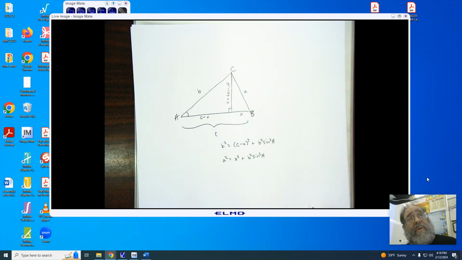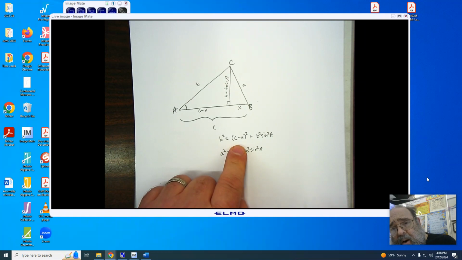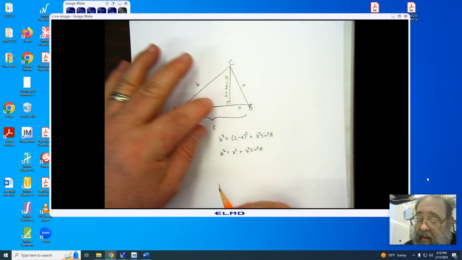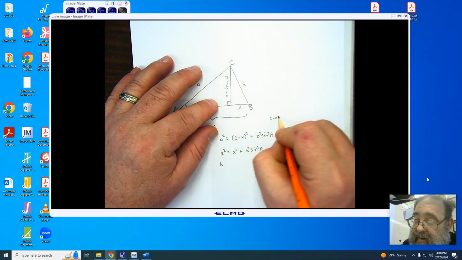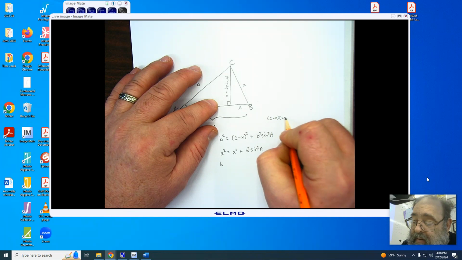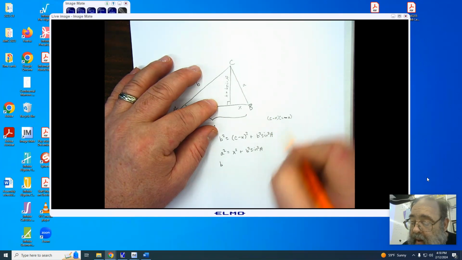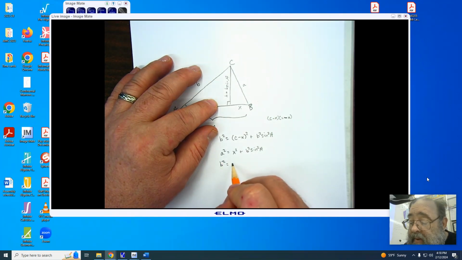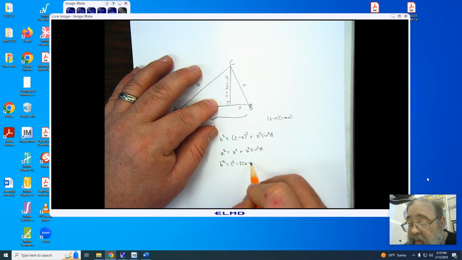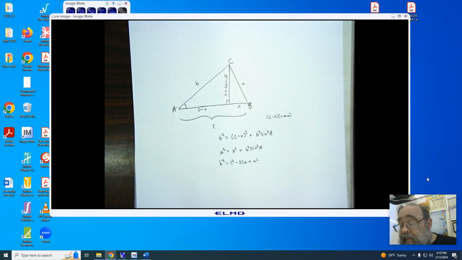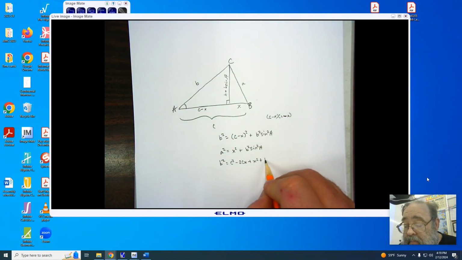Now, I notice in this that I've got a piece right here, and you'll notice that we need to FOIL that out. So we're going to rewrite it, FOILing it out. Remember, that's C minus X times C minus X. And as we do it, we end up with C squared minus 2CX, and then we have plus X squared. Don't forget that last piece, B squared sine squared A.